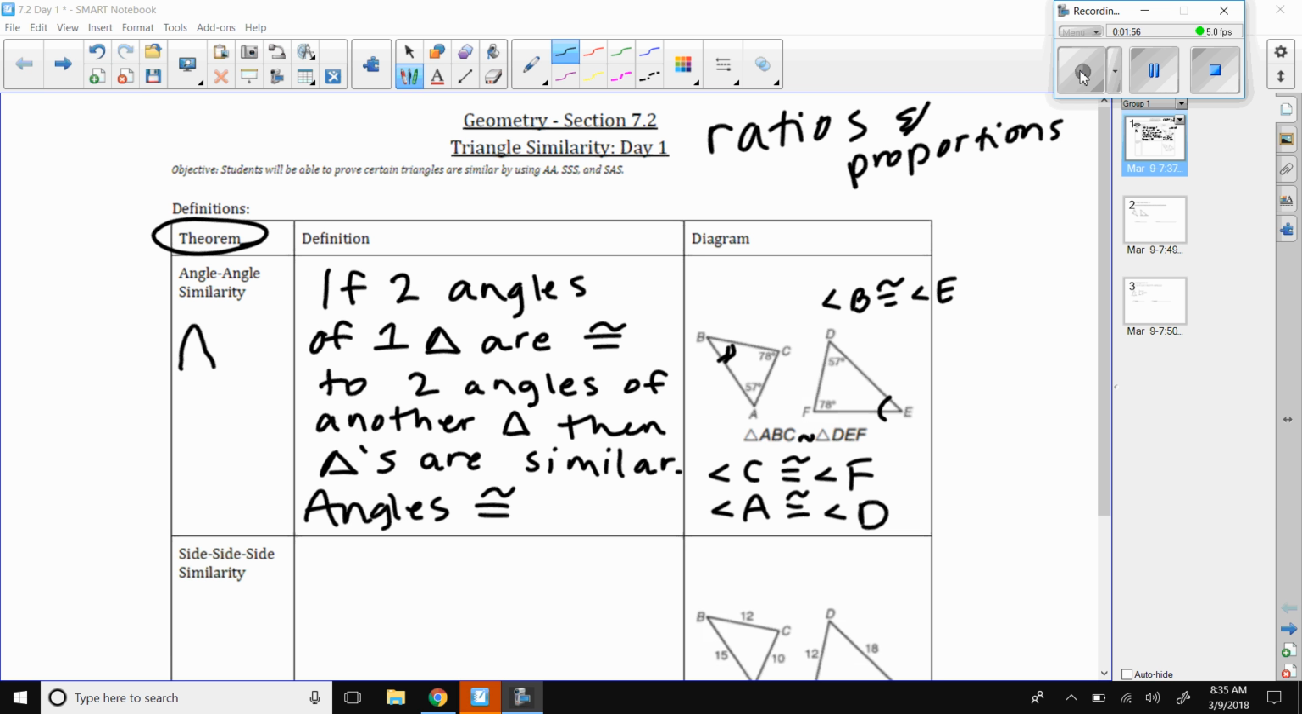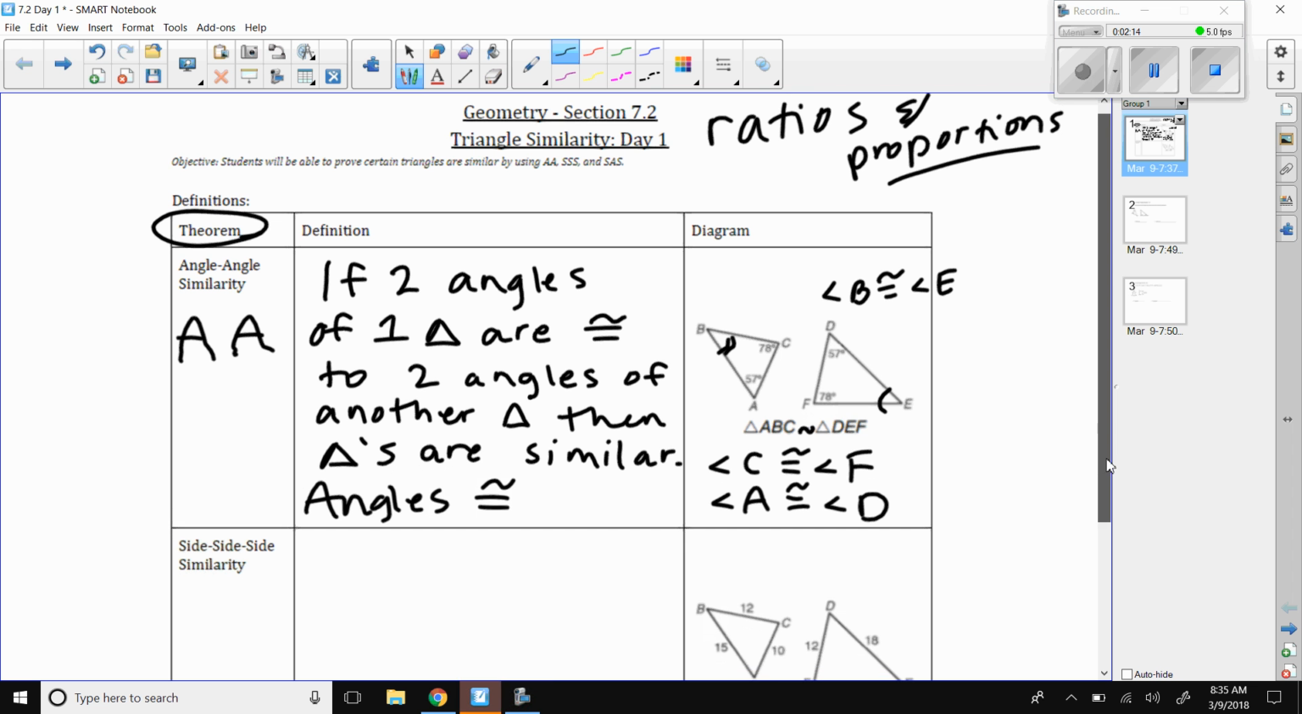We call this one AA, not to be confused with the other AA. We're talking about AA in math here. So all of our angles are congruent, therefore our sides are going to be similar, so they're going to be some sort of proportion.